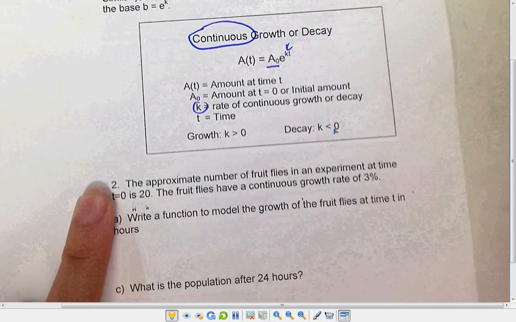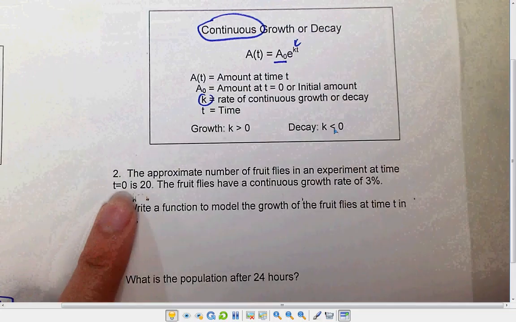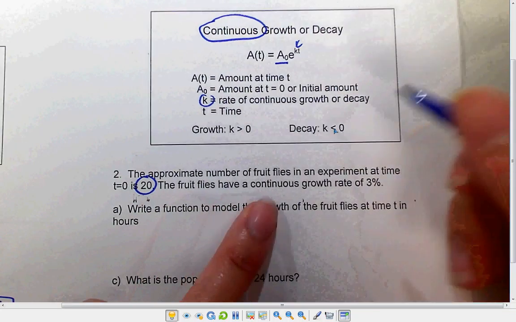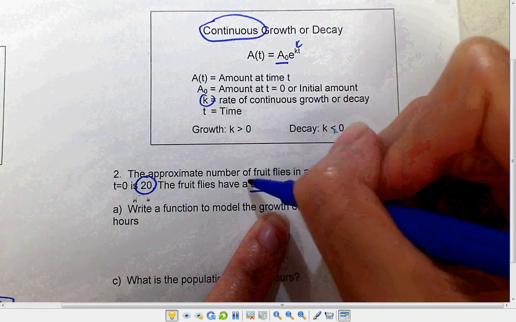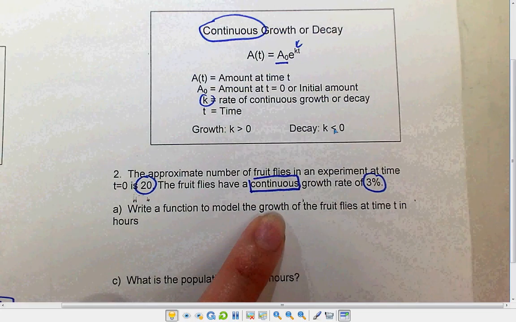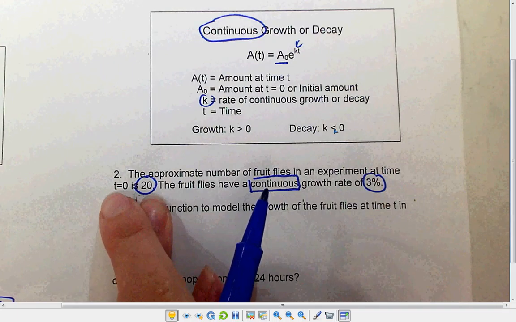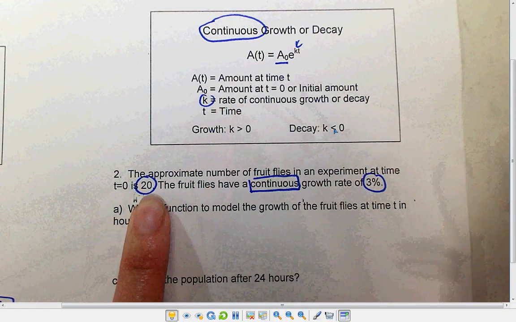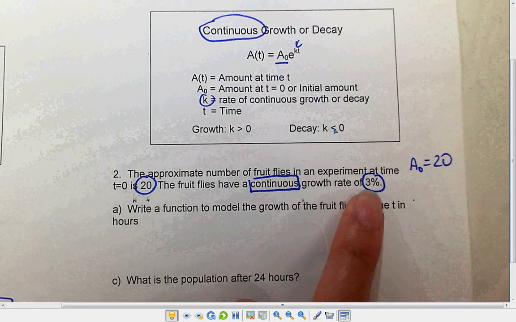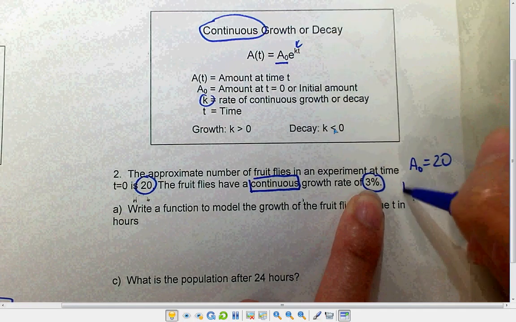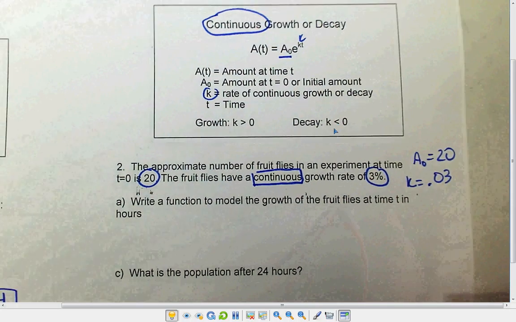Let's look at number 2. The approximate number of fruit flies in an experiment at time t equals 0 is 20. The fruit flies have a continuous growth rate of 3%. The word continuous tells us our equation is going to have e in it. If at time equals 0, right when we started, it's 20, that is our initial amount. So we know that A naught is equal to 20. We know our growth rate, in this case k, is 3%, which is 0.03. Again, we're going to use this to write our equation.